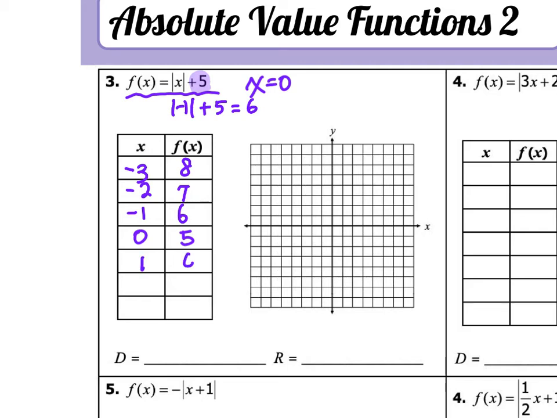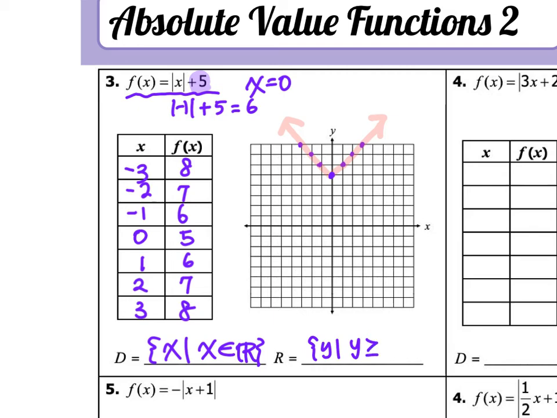When x is 1, 6; x is 2, 7; x is 3, 8. So connect those points to draw the graph. And the domain is all real numbers. Range, the minimum is when y is 5, so y is greater than or equal to, not 0, 5.